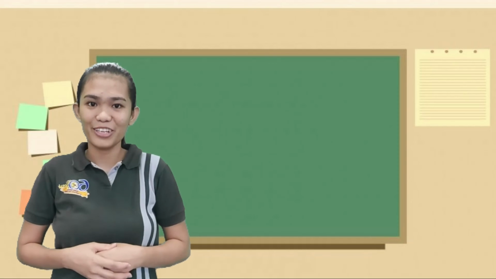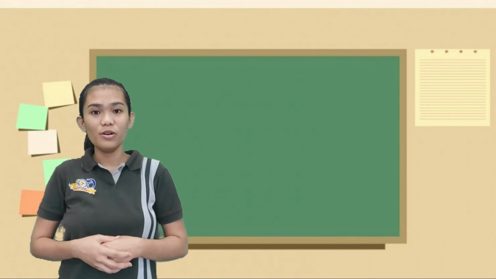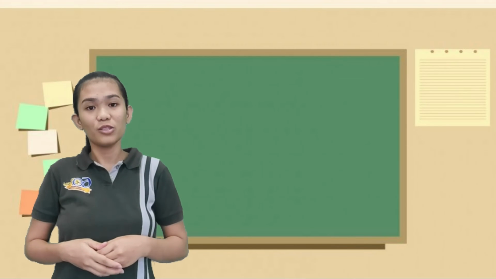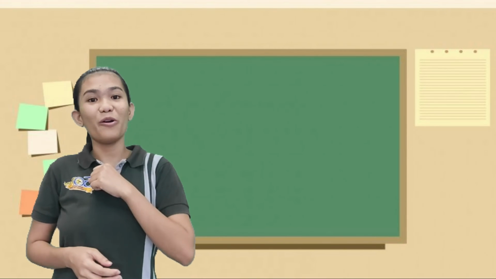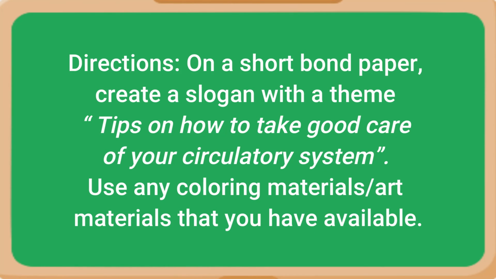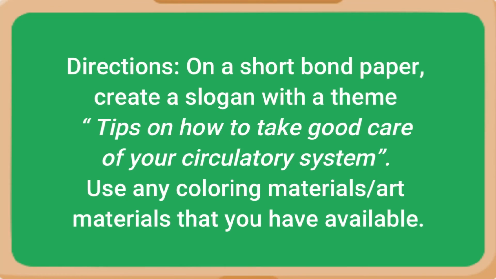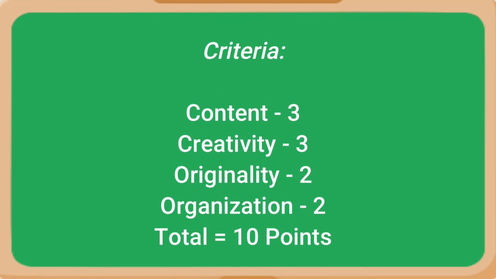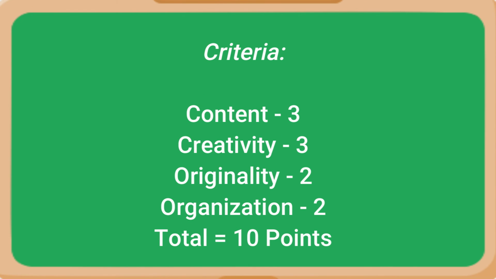Great job, students! Very good! Now that you already know the role being played by our circulatory system, let us now proceed to our final activity. Directions. On a short bond paper, create a slogan with the theme, Tips on how to take good care of your circulatory system. Use any coloring materials or art materials that you have available. For the criteria, in content we have 3 points, creativity 3 points, originality 2 points, organization 2 points, with a total of 10 points.